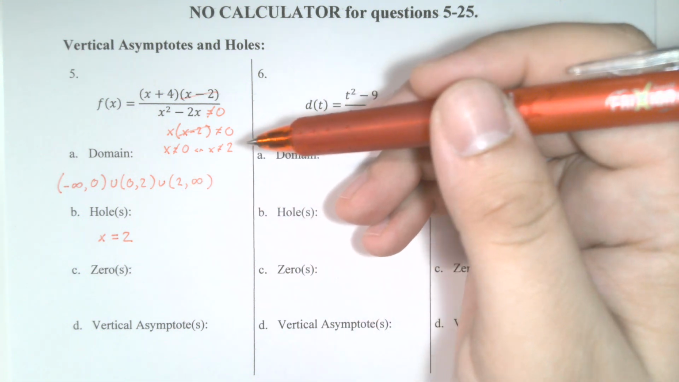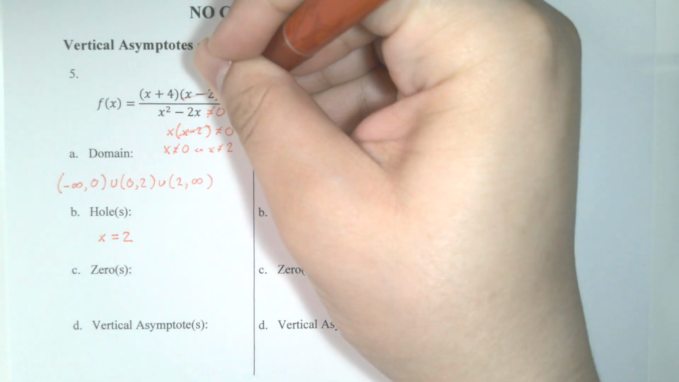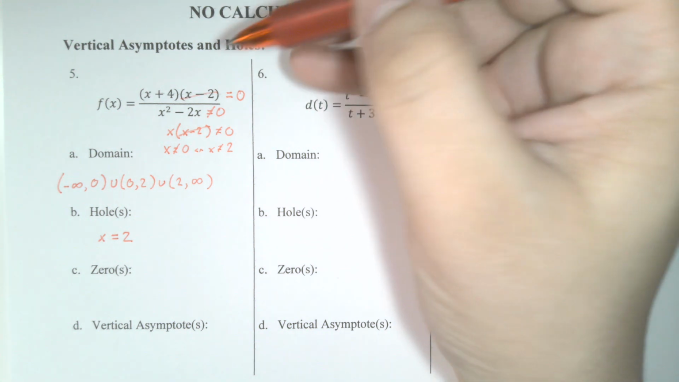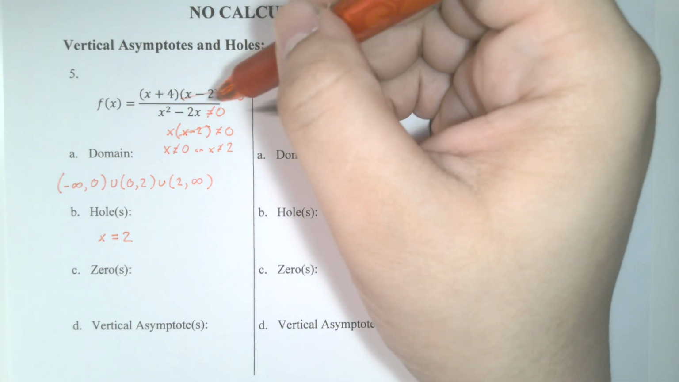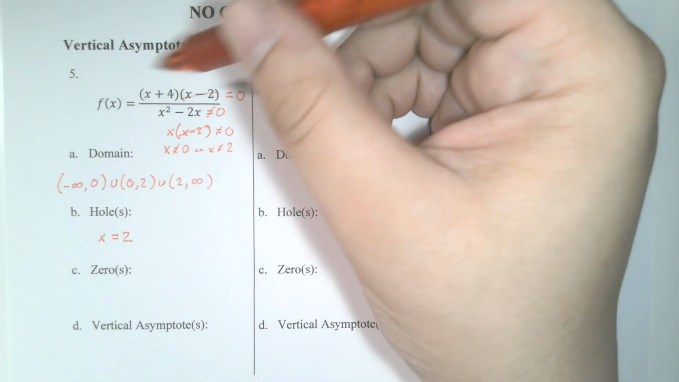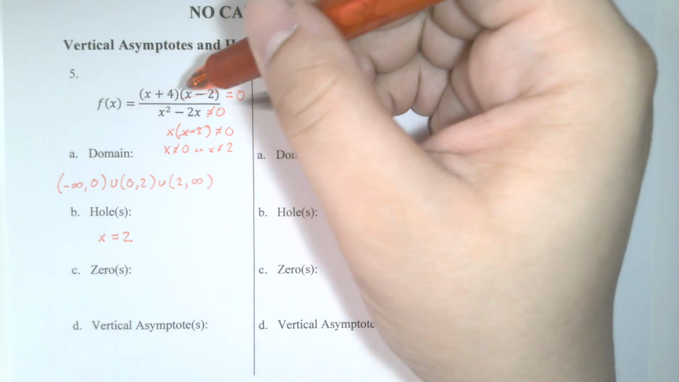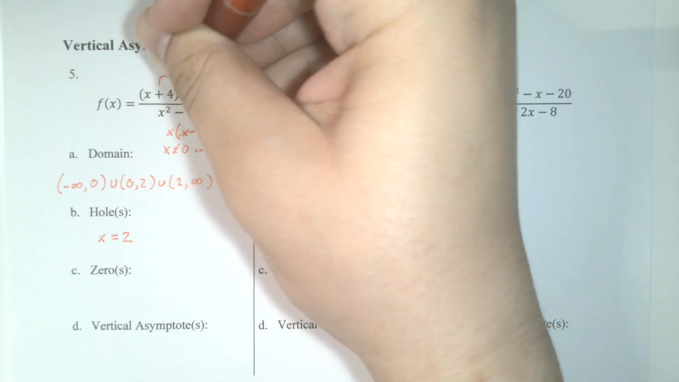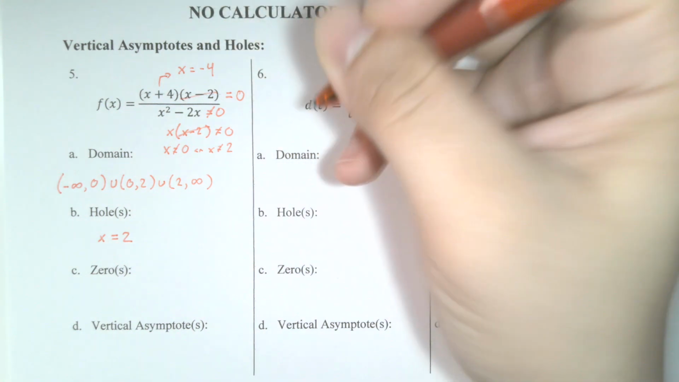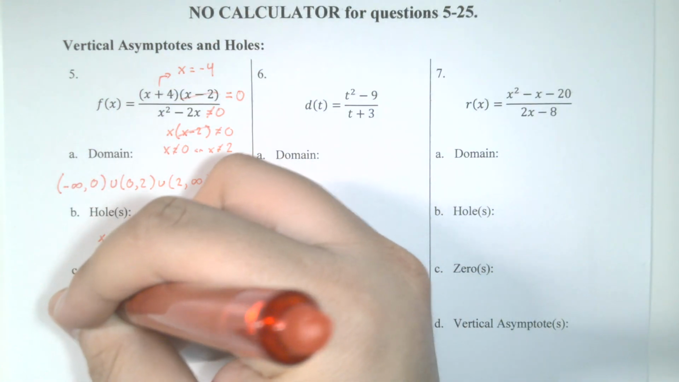Now what about zeros? Well, our zeros would be where the top is equal to 0, but notice that x minus 2 is already a hole. So we have to exclude that from being one of our zeros. That leaves just x plus 4 as a 0. So that means that x is equal to negative 4, and that is our only 0 here.